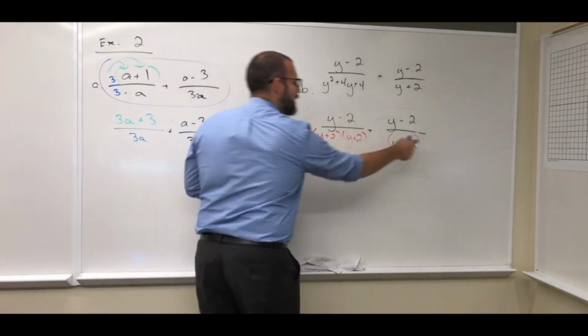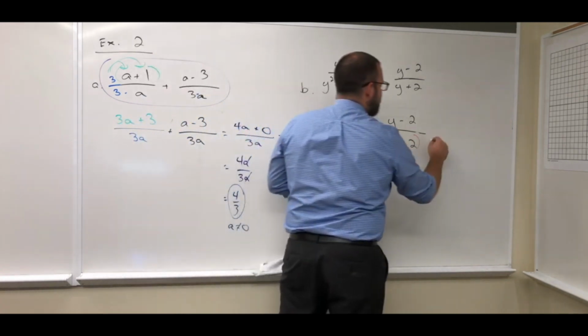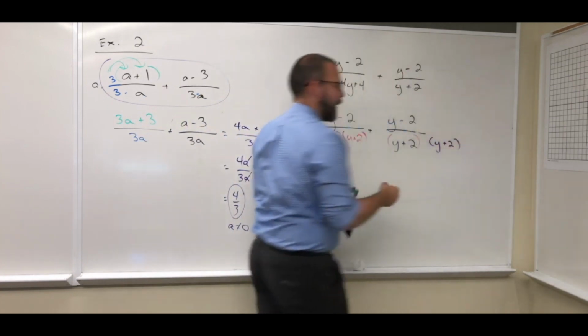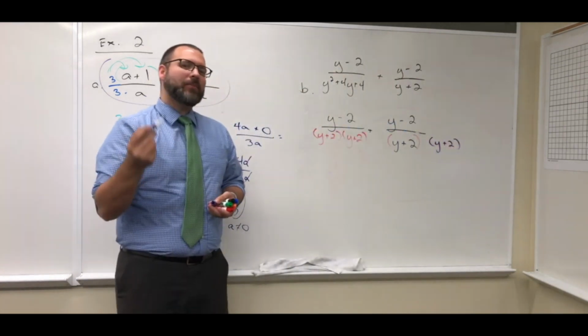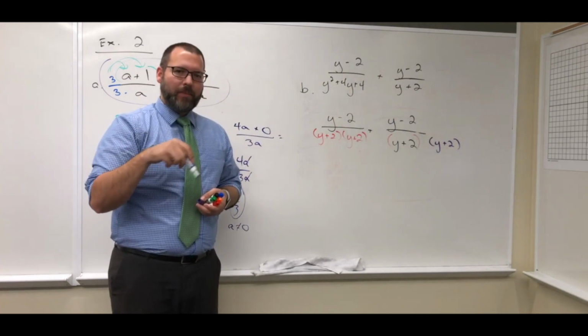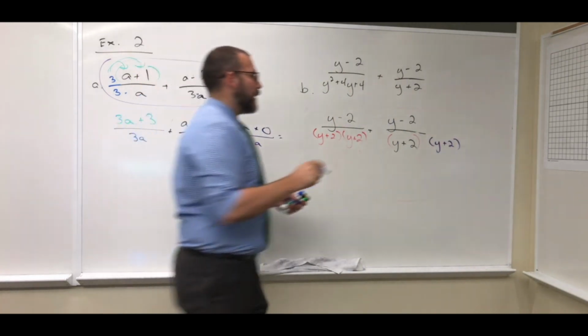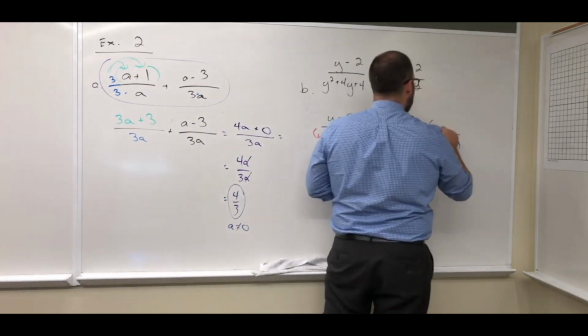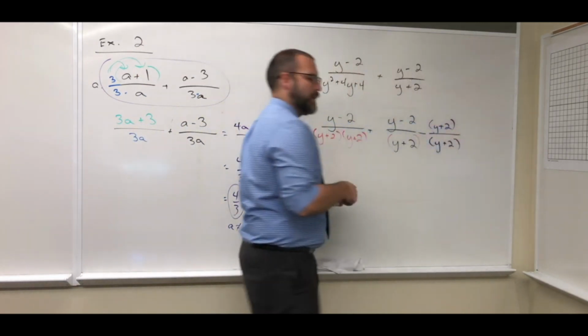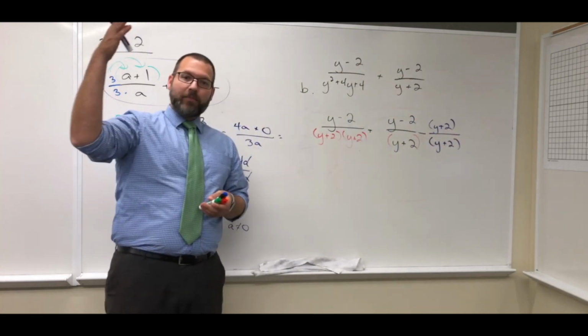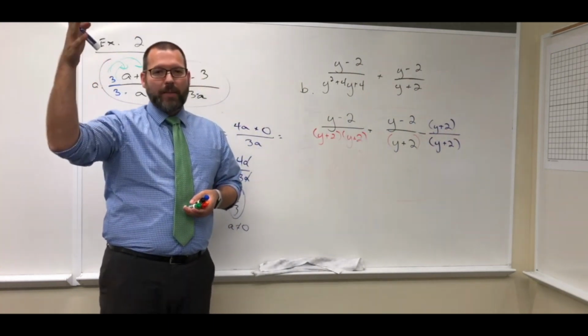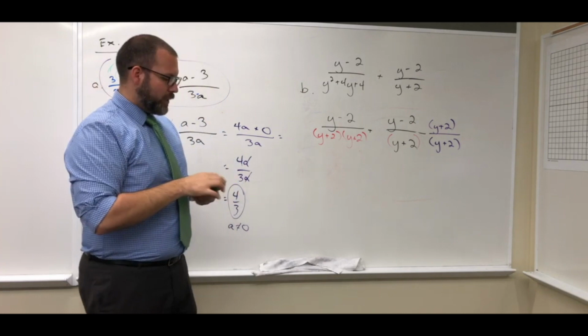Because I need another y plus 2 over here, so I'm just going to write y plus 2. But can I multiply only the denominator by y plus 2? Imaginary students say, no, Mr. Ricchuiti, you can't. I have to multiply, as always, by a form of 1. That form of 1 will always be whatever I'm multiplying by on bottom, on top as well. Denominator and numerator are always going to match.